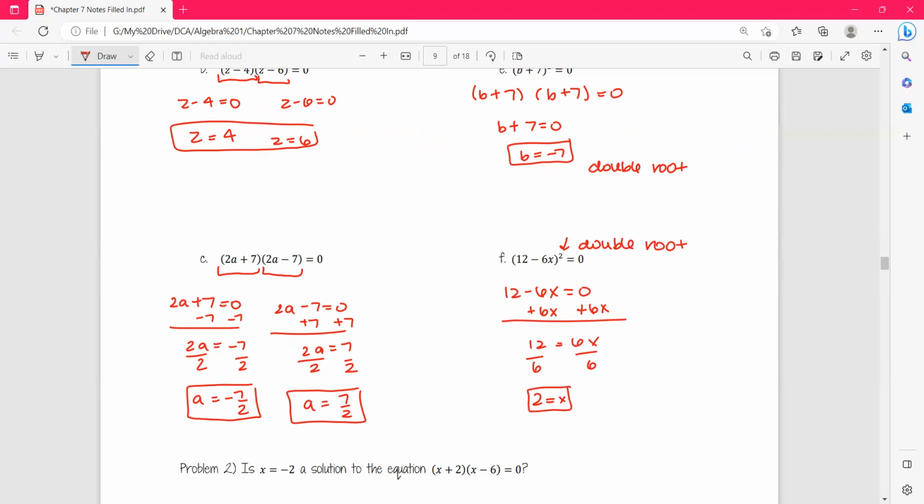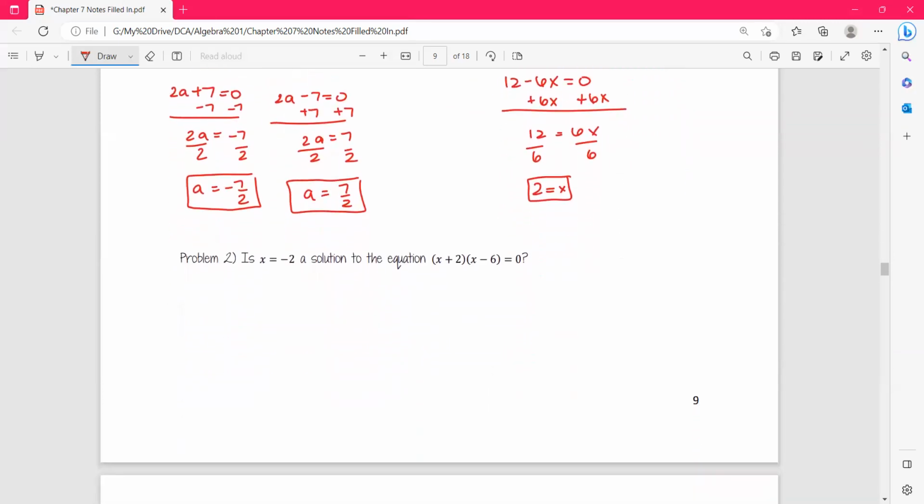Okay. And then let's check out this last problem here. Is x equals negative 2 a solution to the equation x plus 2 times x minus 6 equals 0? How do we figure out if it's a solution? Remember, we plug it in. So I'm going to have negative 2 plus 2 times negative 2 minus 6. Does that equal 0? Negative 2 plus 2 is 0. Negative 2 minus 6 is negative 8. 0 times negative 8. So we'll say yes.